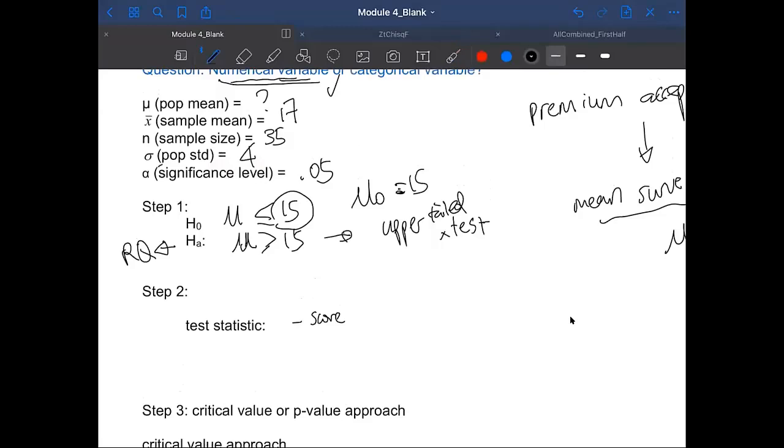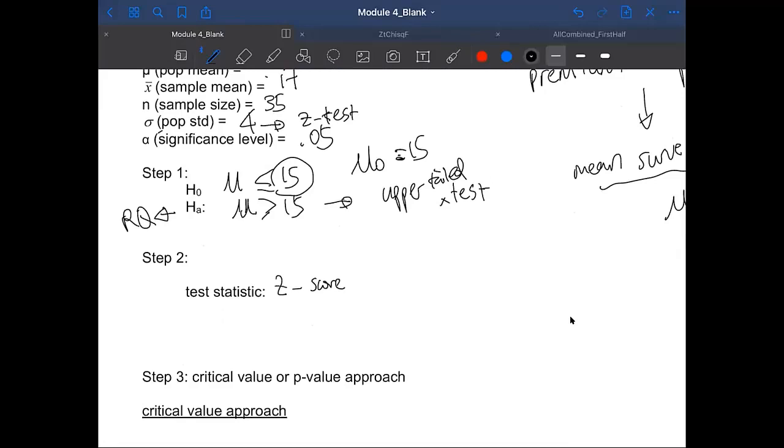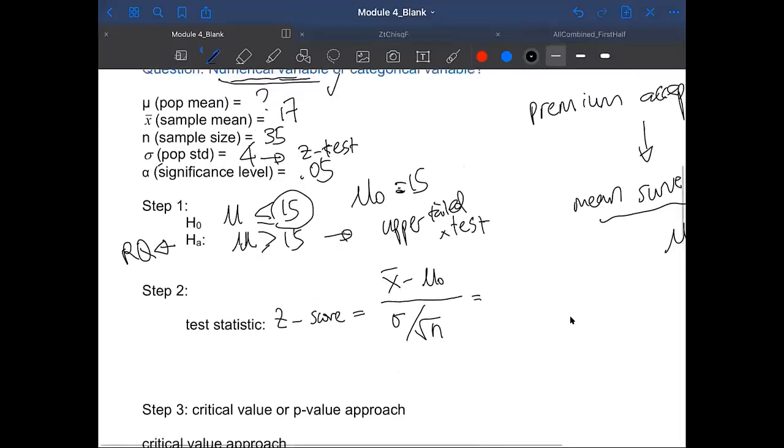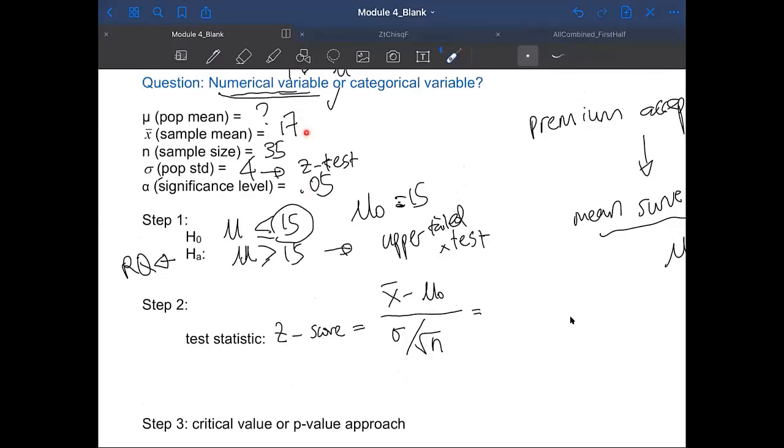The reason is because population standard deviation is given. So if it's a given, it's gonna be a Z test. And Benjamin was right. If it's a Z test, it's gonna be a Z-score. If it's a Z-score, I'm gonna write out the formula: X bar minus mu 0 over sigma. We already have all those quantities given down here, so you can plug them in, and you just gotta do it carefully.